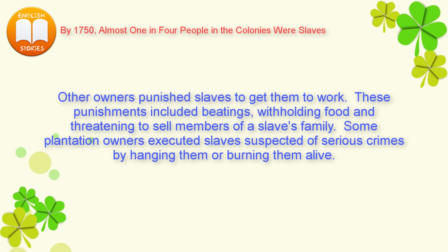Other owners punished slaves to get them to work. These punishments included beatings, withholding food, and threatening to sell members of a slave's family. Some plantation owners executed slaves suspected of serious crimes by hanging them or burning them alive.